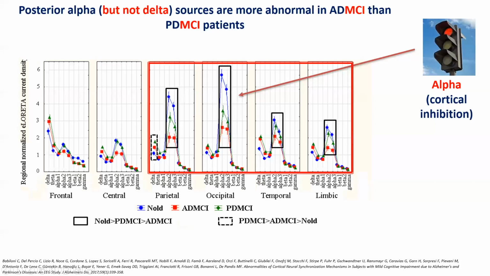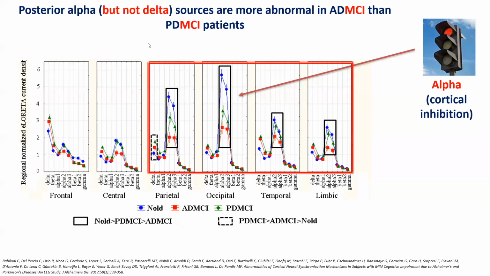So there is a different profile: the low frequency is more abnormal in Parkinson's disease MCI, and the alpha rhythms are more abnormal in Alzheimer's disease MCI. So again, differences in the abnormalities in these patients.